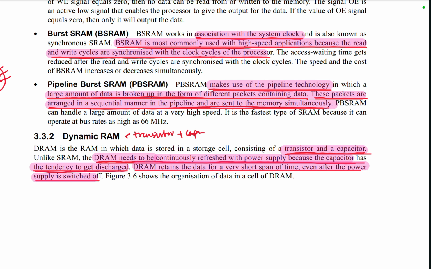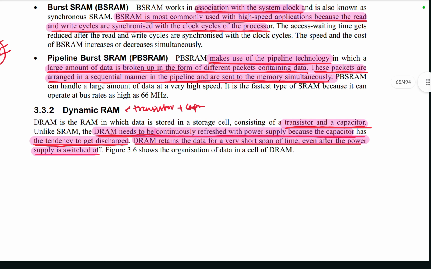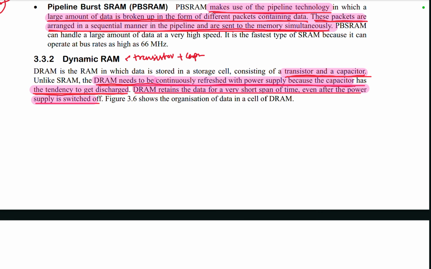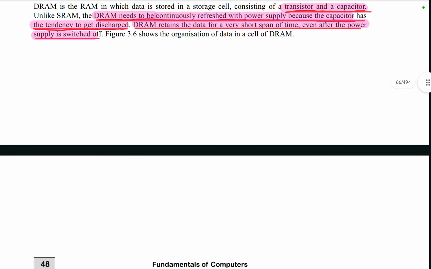Dynamic RAM uses a transistor and a capacitor. DRAM needs continuous refreshing with power supply because the capacitor has a tendency to get discharged. DRAM retains the data for a very short span of time even after the power supply is switched off.